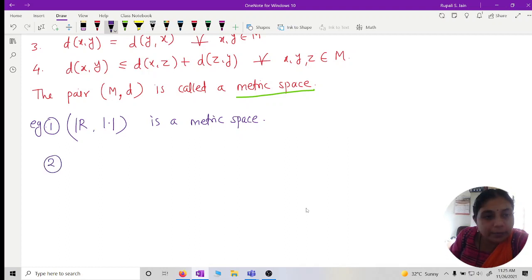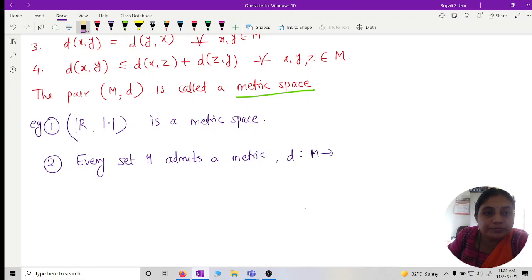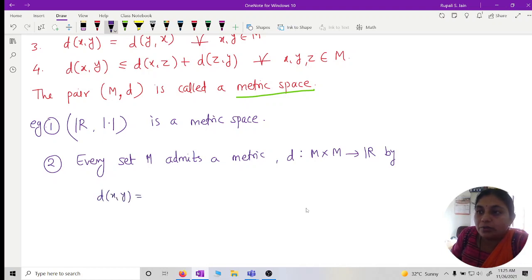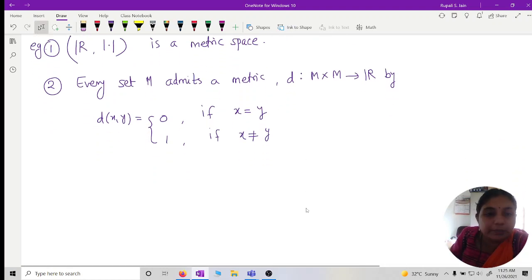Second, every set M admits a metric d from M cross M to R defined by distance of x,y is equal to 0 if x is equal to y, and 1 if x is not equal to y. What is this metric called? It is called a discrete metric.